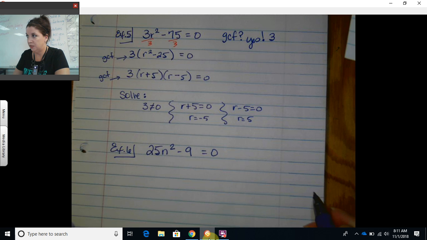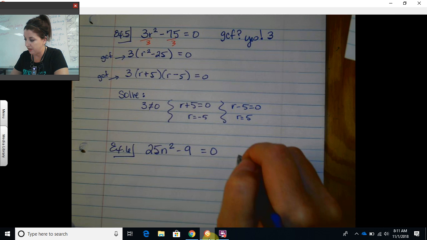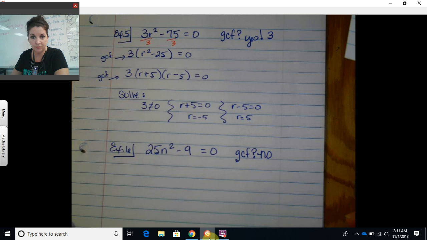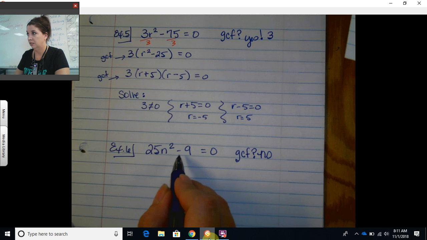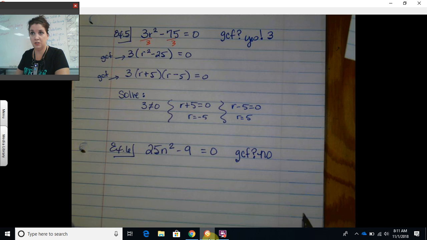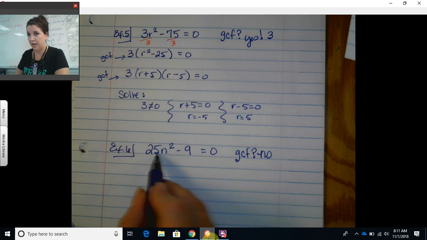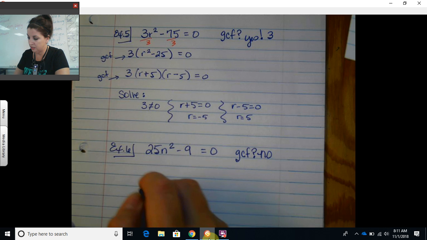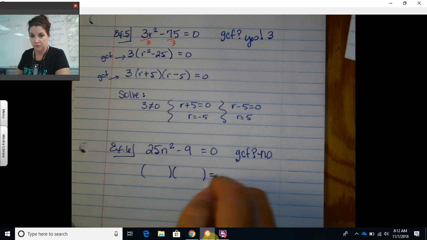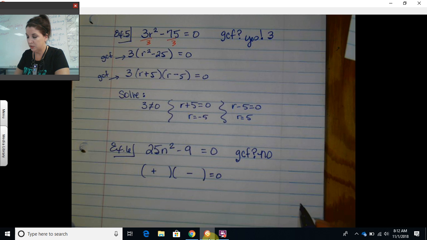Is this set equal to 0 in standard form? Yes. Is there a greatest common factor? No. Is it a difference of 2 squares? They are both perfect squares, which is what you want. And there's a minus sign. So, is it a difference of 2 squares? Yeah. Perfect square minus perfect square, difference of 2 squares. Sweet. Make 2 sets of parentheses. One gets a plus sign, one gets a minus sign in the middle.